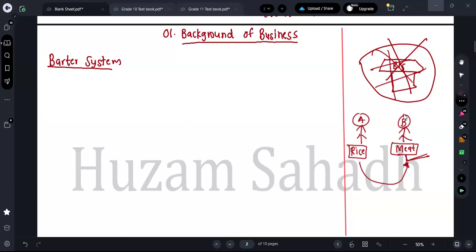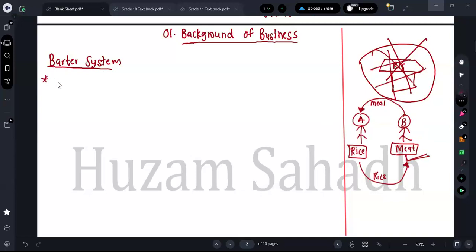Now in return, what will B do? B will be giving some meat to our A. B will be giving some what? Meat for our A. So meat will be coming this way. Our A will be giving what, guys? Rice. So simply the exchanging process of these goods is known as the barter system.